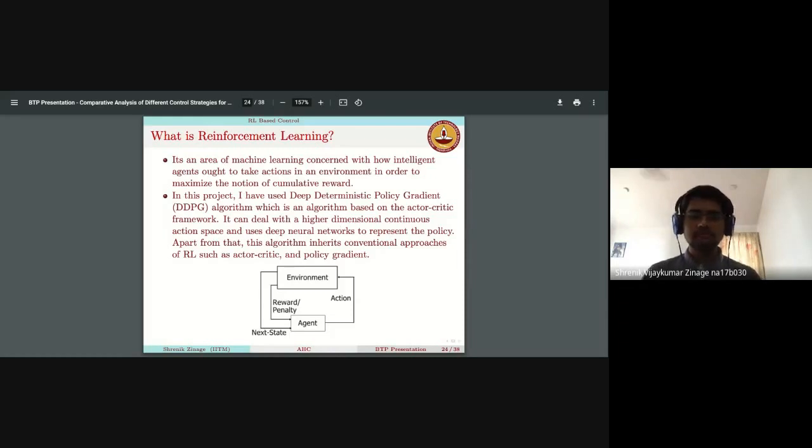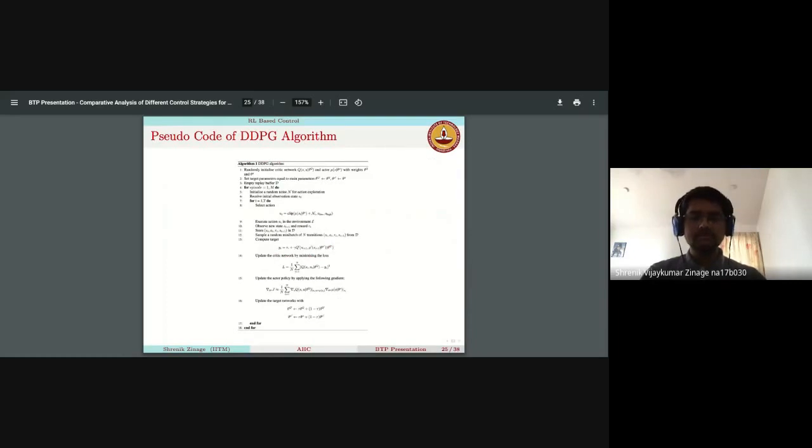In this project, I have used the deep deterministic policy gradient algorithm, which is an algorithm based on the actor-critic framework. The reason why I chose this algorithm is because its action space is continuous and it uses a deep neural network to represent the policy. This is the pseudocode of the DDPG algorithm.